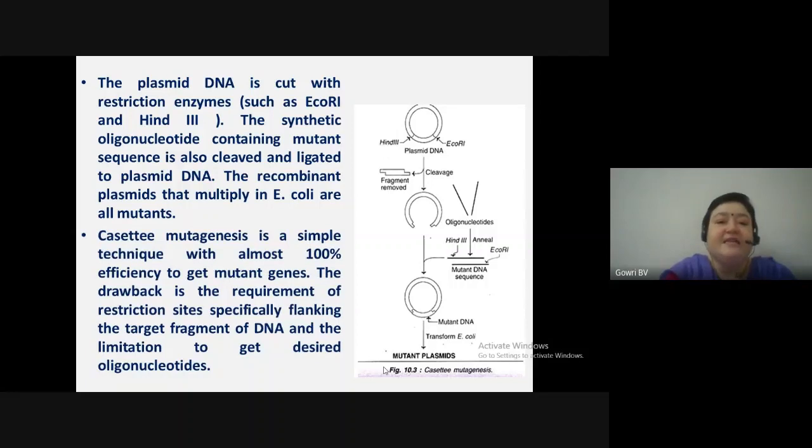Cassette mutagenesis is a simple technique with almost 100% efficiency to get mutant genes. The drawback is the requirement of restriction sites specifically flanking the target fragment of DNA. As I told you, if it does not lie in between the restriction sites, you cannot bring about cassette mutagenesis. There is also the limitation in getting the desired oligonucleotides.